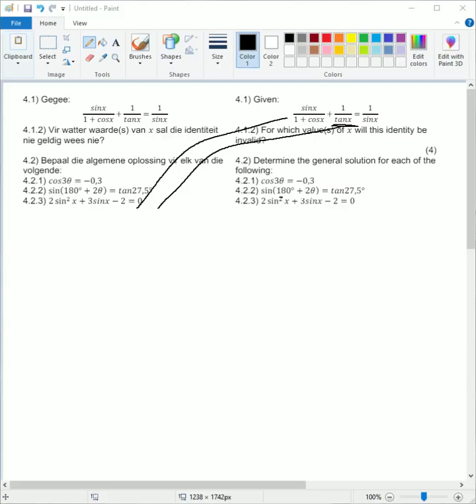Right, the last question, 4.2.3. Let's get straight into it. So don't get confused because you see something like this. This is still very simple. In fact, let's do this.